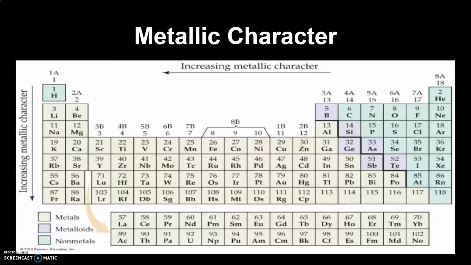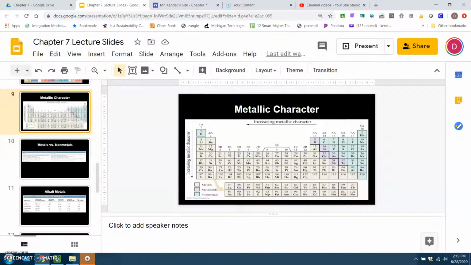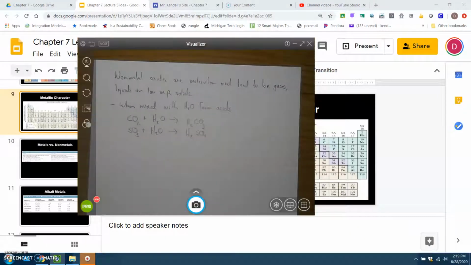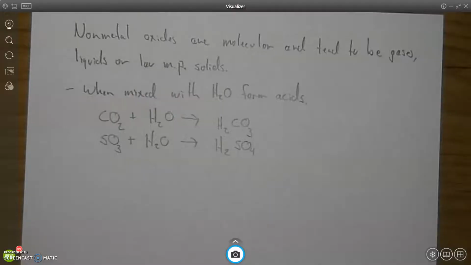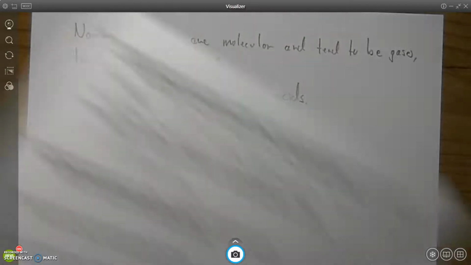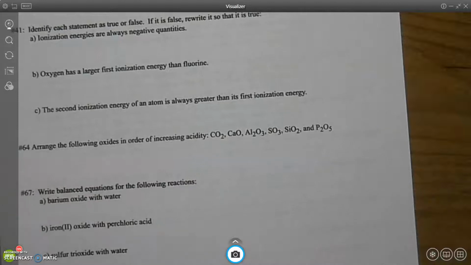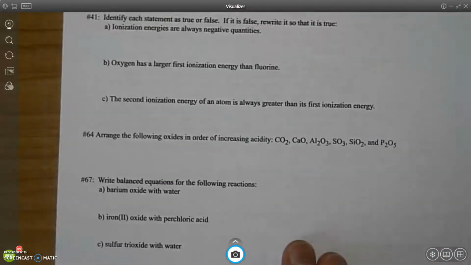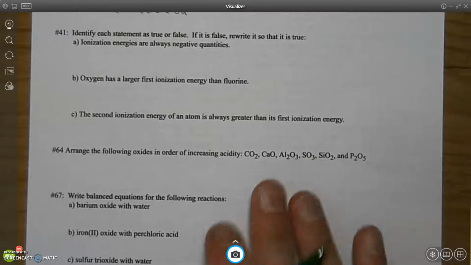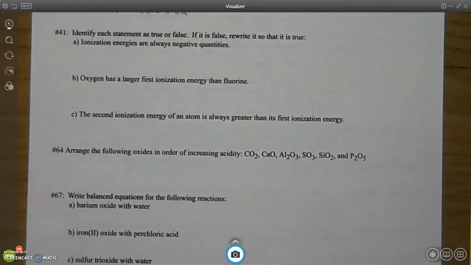Okay, let's bounce over to our homework problems. And we'll bring that in if I can find them. I kind of left this for a little bit, so we're going to have to do a little bit of backtracking. That's okay. We'll start with 41. Identify each statement as true or false. If it's false, rewrite it so that it's true.